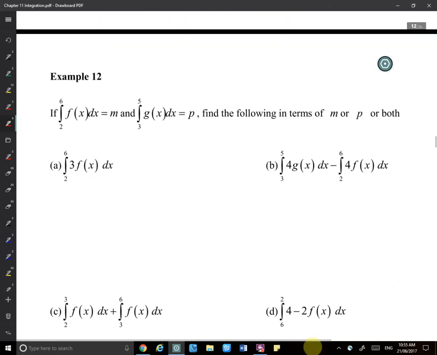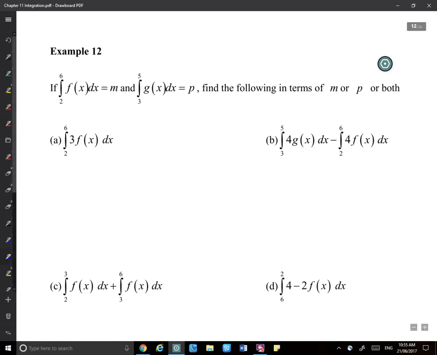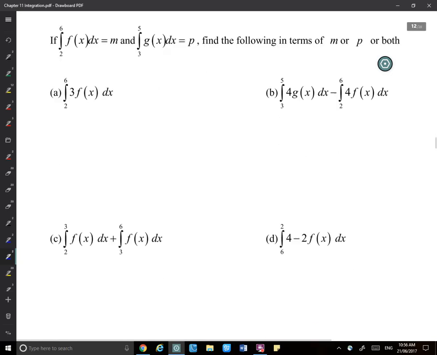Let's have a look at example 12. Okay, in example 12, it says the integral from 2 to 6 of f(x) dx equals m. I'll give you a value of m. You don't know f(x), but you know that if you integrate that function from 2 to 6, you have a value of m. The area under the curve from 2 to 6 is m. And same thing, the area under the curve g(x) from 3 to 5 gives you p. Okay, find the following in terms of m or p or both.